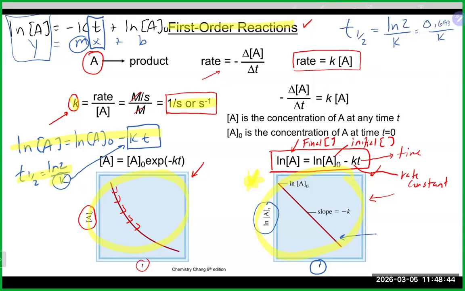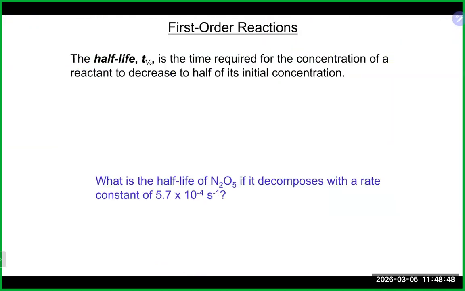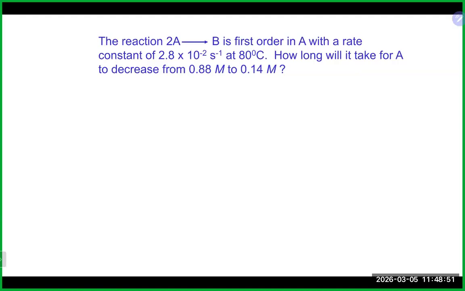All right, so let's take a look here. Let's try one. The reaction 2A goes to B is first order with a rate constant of 2.8 times 10 to the minus 2 reciprocal seconds at 80 degrees. How long will it take for the concentration to go from 0.88 to 0.14 molar?